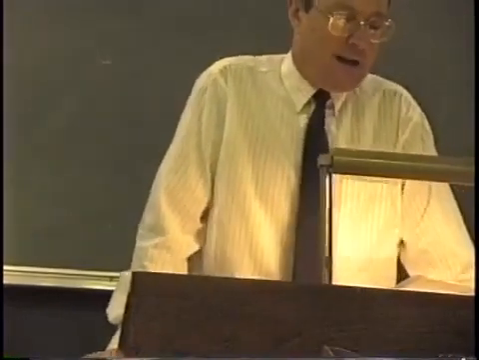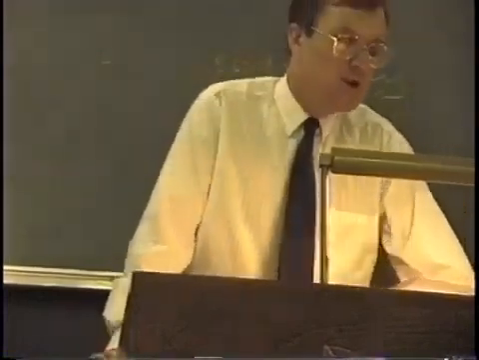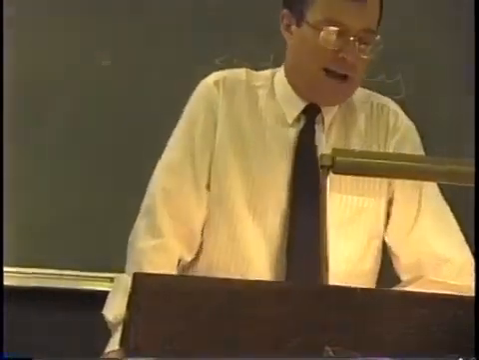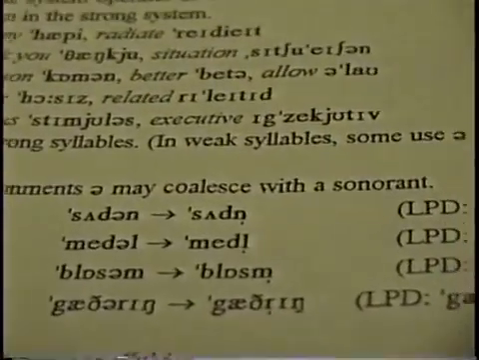Schwa and l may make syllabic l, so that medal becomes medal. Schwa and m may make syllabic m, so that blossom becomes blossom. And lastly, schwa and r may make syllabic r, so that gathering becomes gathering. Now, these rules collectively I refer to as syllabic consonant formation.